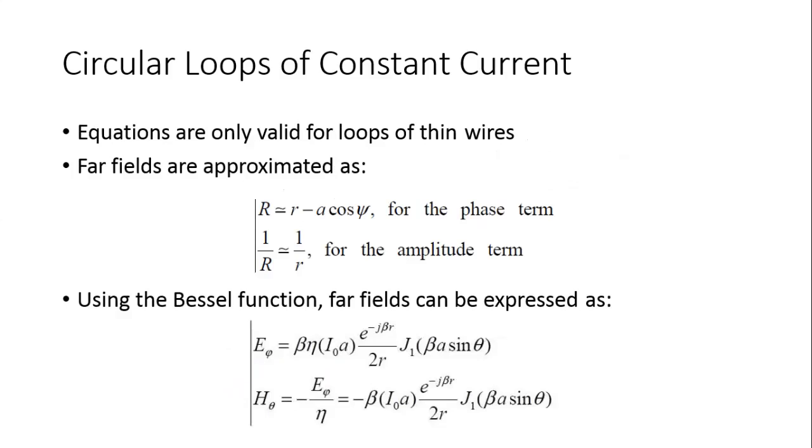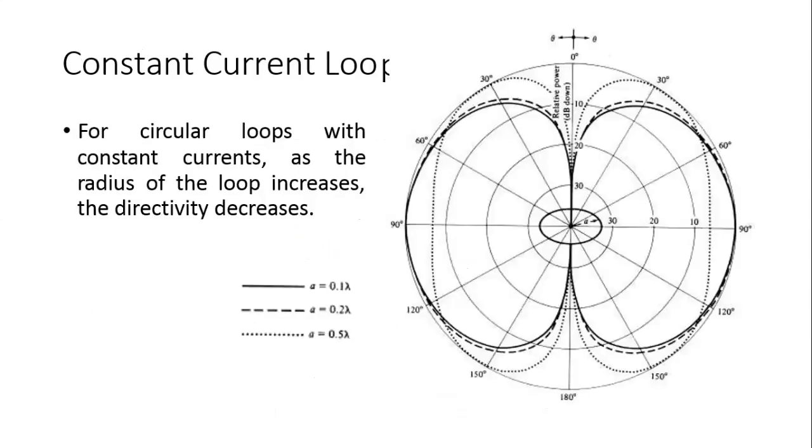Using the Bessel function, the far fields can be expressed as E phi equals beta eta I naught a, e to the power minus j beta r, by 2 r, J1 of beta a sin theta. The magnetic field H theta equals minus E phi by eta, that is equal to minus beta I naught a, e to the power minus j beta r, by 2 r, J1 of beta a sin theta. This is for circular loops with constant current.